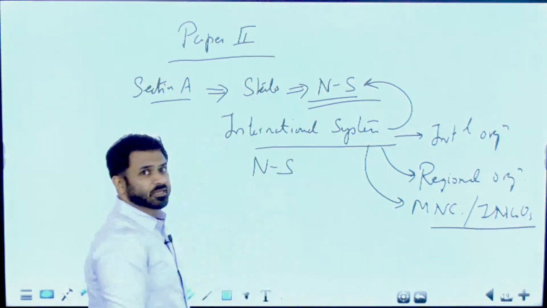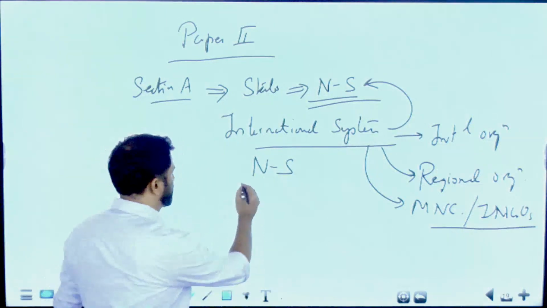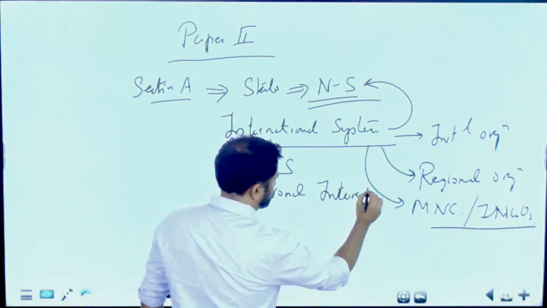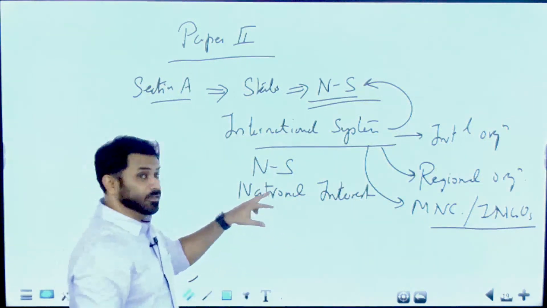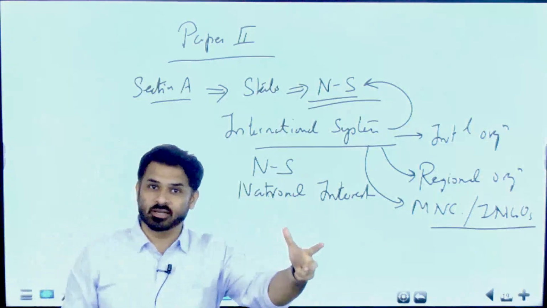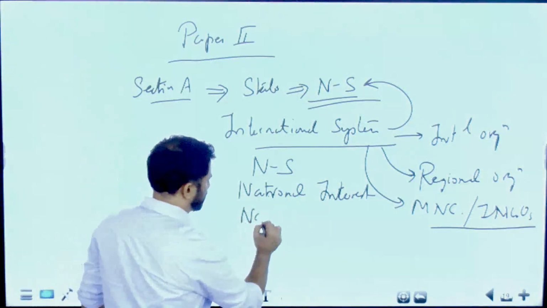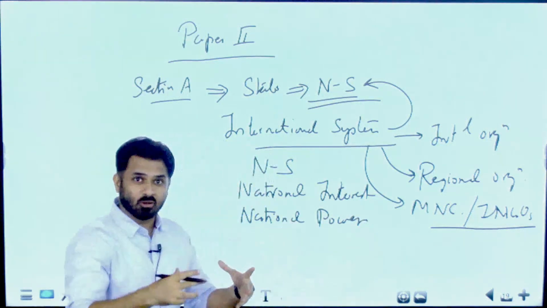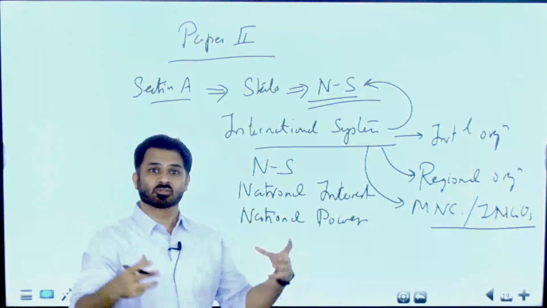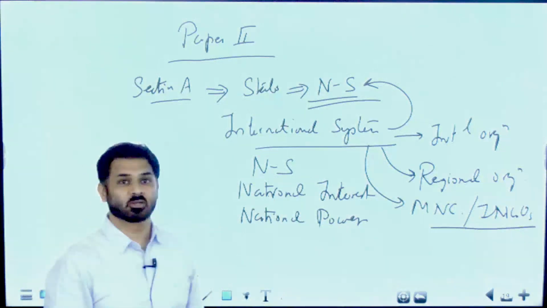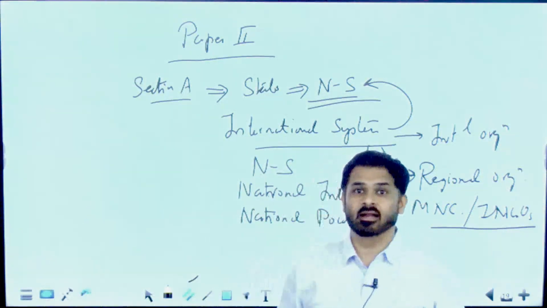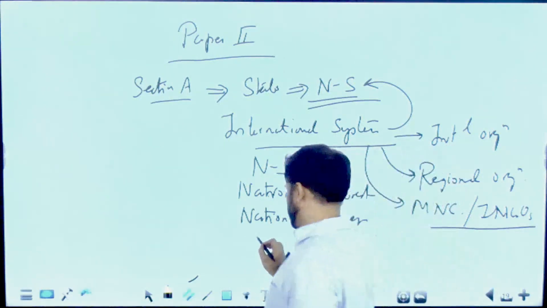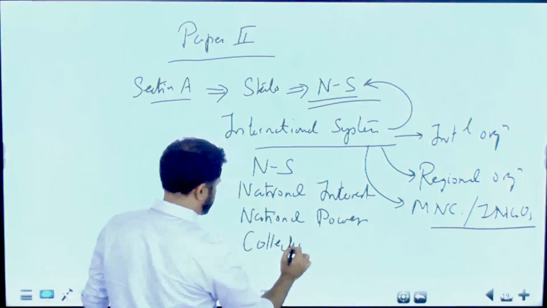Then every nation state is pursuing its own interest, so national interest becomes important. And then they need to have the power to pursue their interest, so national power. They are also taking certain measures collectively, so there is some collective interest also, collective security, like for example the United Nations, or earlier we had the League of Nations. They were collective security frameworks. So the concept of collective security is there.